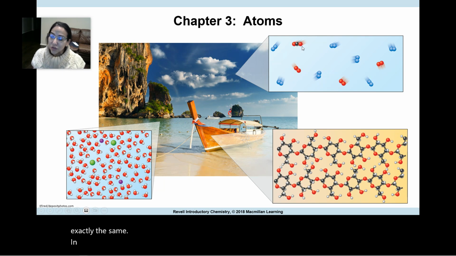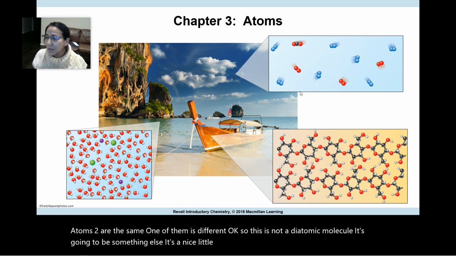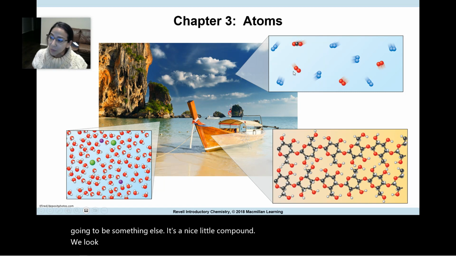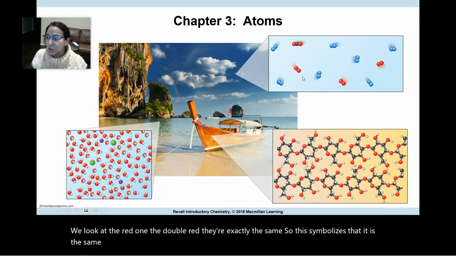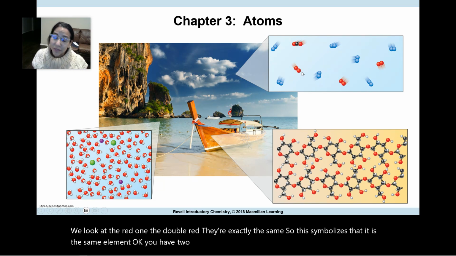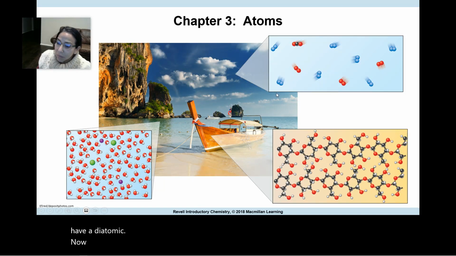In this case, we have three atoms. Two are the same, one of them is different. So this is not a diatomic molecule. It's going to be something else. It's a nice little compound. If we look at the red one, the double red, they're exactly the same. So this symbolizes that it is the same element. You have two atoms made up of the same element, so you have a diatomic molecule.